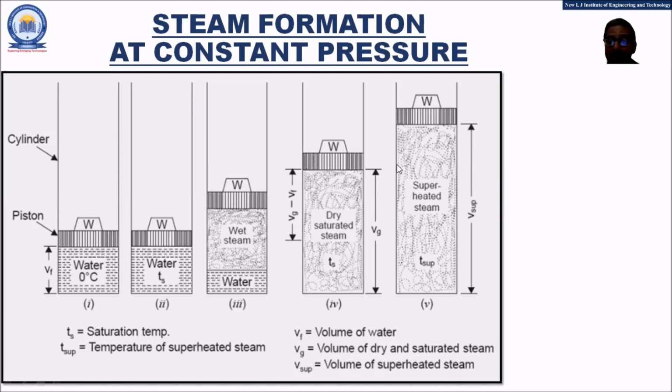So the third concept, that is the final image, represents the production of the superheated steam. And we can observe from the image that the superheated steam will be having much energy contents. Therefore, the weight W will be lifted to the maximum height. So these are the basic concepts related to the steam formation and the different types of the steam which are formed from the water.